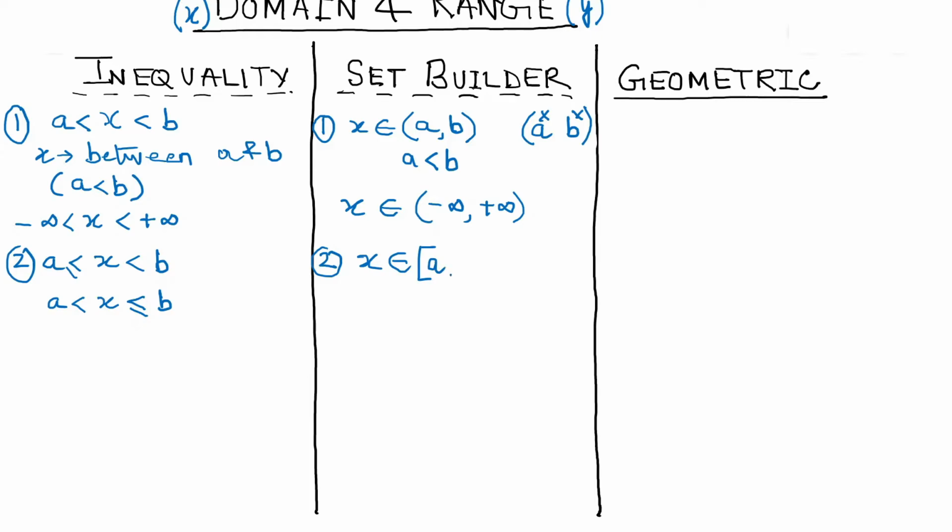So a, whenever you are using a square bracket, that means the value next to it is included. This is the point to be noted. And for b, if I am using a curved bracket, that means the value of b is not included. In the second case, it starts but is not including a, but ends on b, where b is included. So this symbolizes that a is not included and b is included.